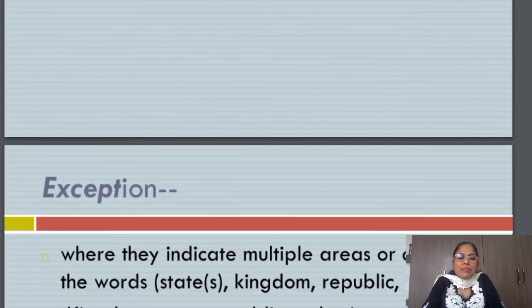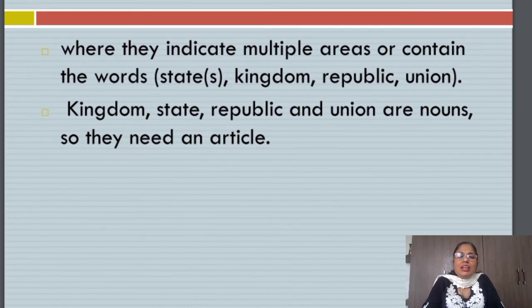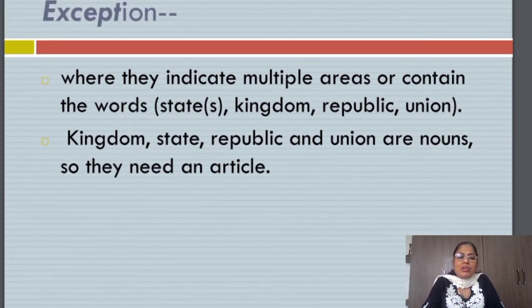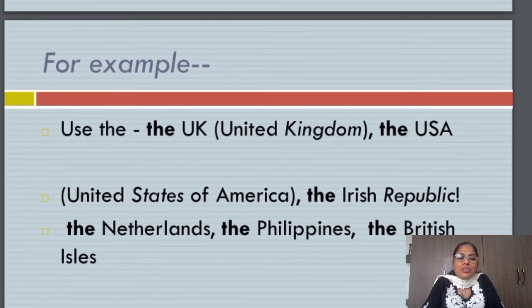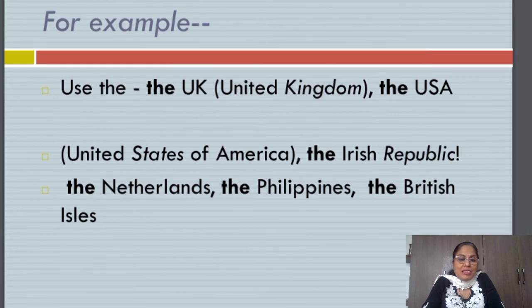There are some exceptions here where they indicate multiple areas or contain the words state, kingdom, republic, or union. So kingdom, state, republic, and union are nouns. So they do need an article. The example is, we use the United Kingdom, the United States of America, the Irish Republic, the Netherlands, the Philippines, the British Isles. And that is the end of my lesson.